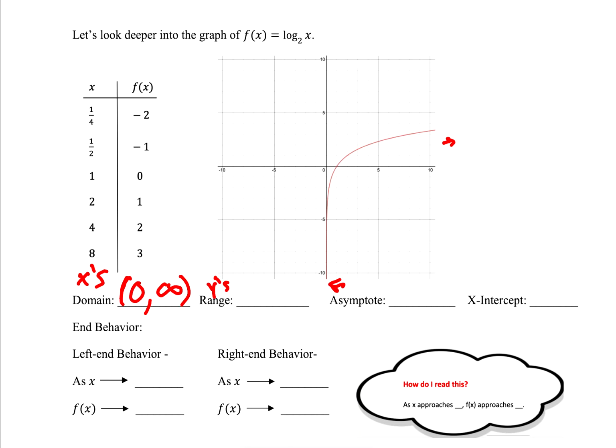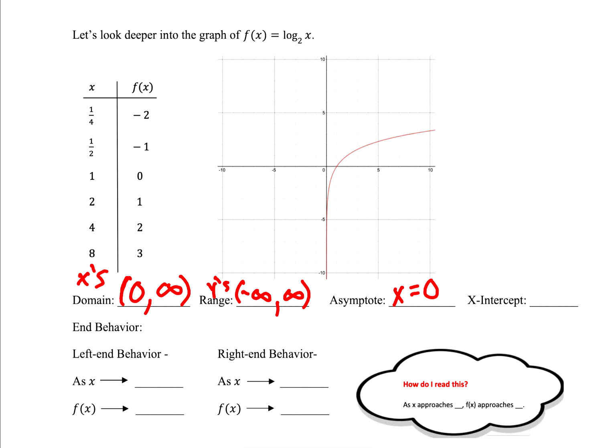The range is the y's. How far it's going down, it keeps on going down, so it goes to negative infinity. How far it's going up, remember this is going up slightly and more slightly as we increase in the x, so that would be to infinity. The asymptote is the line that does not cross. It's not crossing the y-axis, which is the line x equals 0.